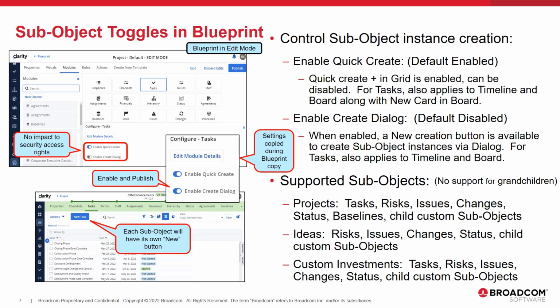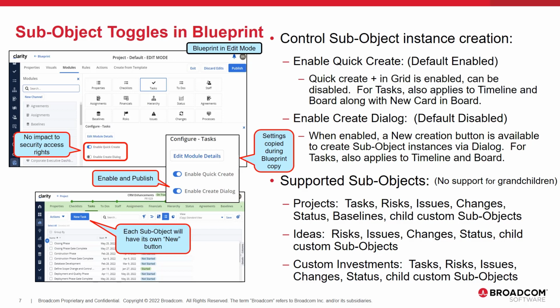An important item to note is the new toggles don't have any impact to or update existing security access rights. So what that means is users are still going to need to have their regular update and create rights that they have today in Clarity, but in addition to that, they'll need these toggles to be set accordingly to control the create experience that we want them to have. And the last thing on this slide is a list of sub-objects that are supported in this new creation dialog. And you can see that it matches the same list of the business rules that apply to it that we covered earlier.